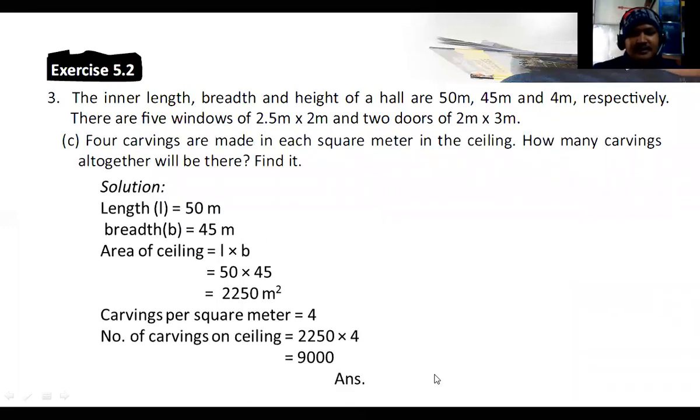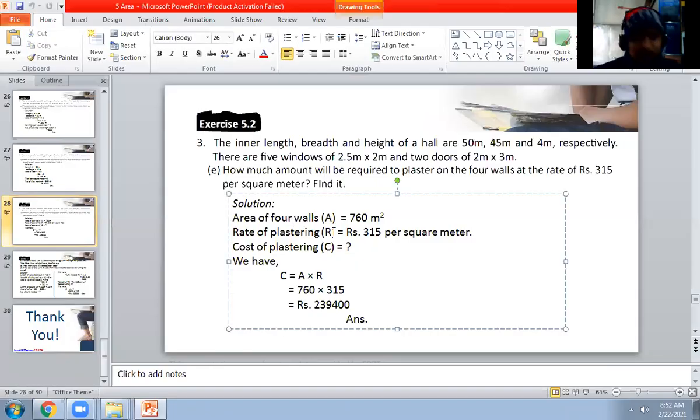We have to use the same thing. Area of 4 walls excluding door and windows is equal to, just tell the value, 723 meter square. And the rate of plastering is rupees 315 per square meter.